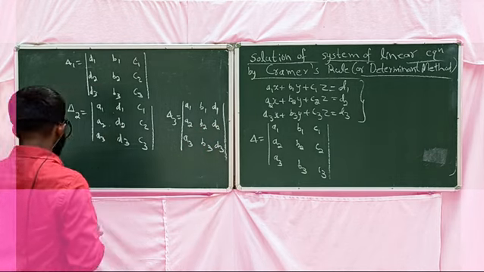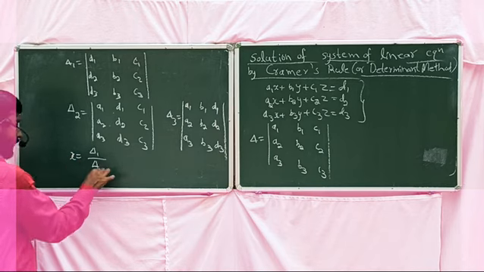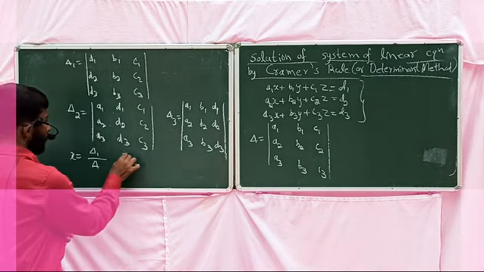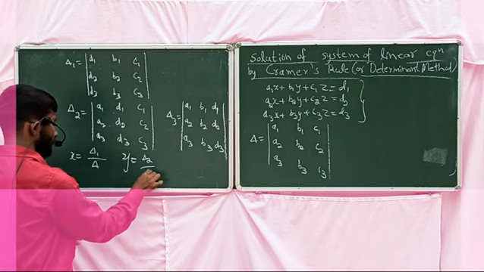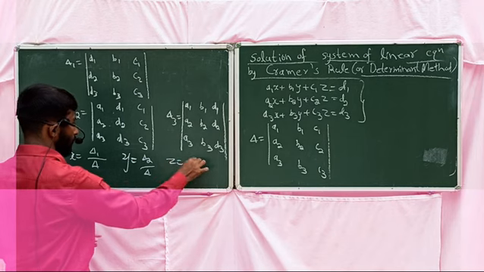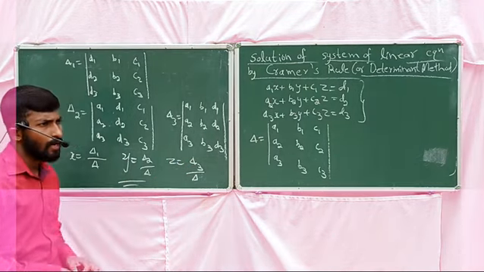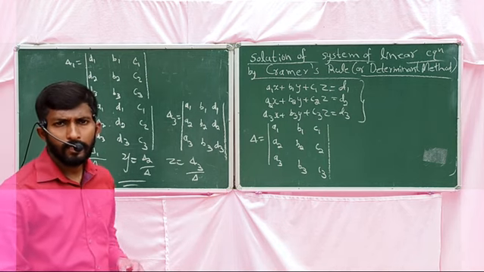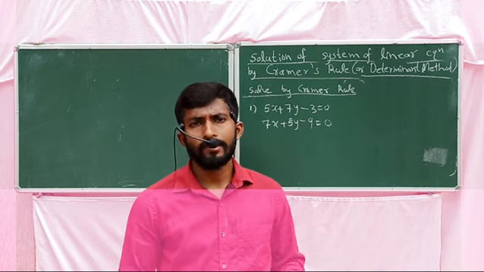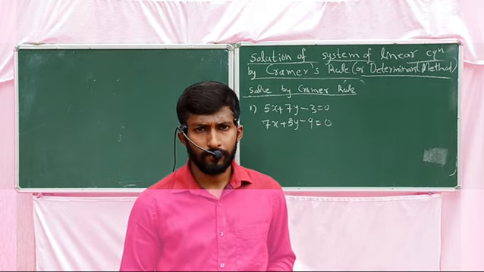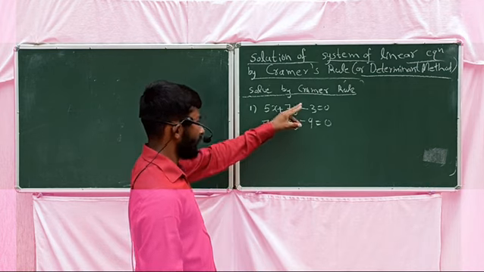Now the x value is given by delta 1 by delta, the y value is given by delta 2 divided by delta, and the z value is given by delta 3 divided by delta. This is how to solve a system of linear equations by Cramer's rule or the determinant method. Now I will solve some problems related to Cramer's rule. See the first problem: solve by Cramer's rule or the determinant method.